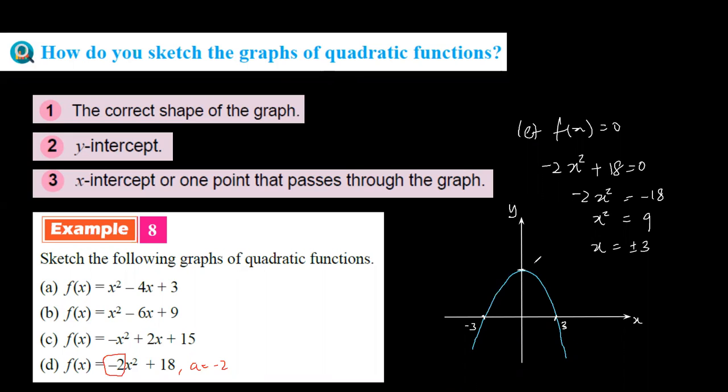Okay, we have the y-axis. To calculate the y-intercept, we let x be 0. Then we have the y-intercept, which is equal to 18. More or less done. Okay, haven't finished yet. What we need to do is labeling. So f(x) equals negative 2x squared plus 18.